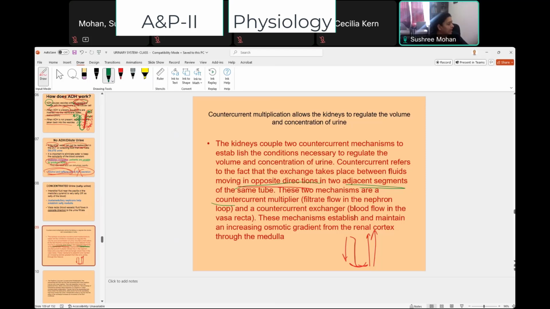So that acts as a good countercurrent exchanger, a good countercurrent multiplier, because of the filtrate flow in the nephron loop and the blood flow in the vasa recta. These mechanisms establish and maintain an osmotic gradient from the cortex to the medulla. Because both the limbs are structurally present in such a way, they are opposite in movement, but parallel and adjacent to each other. Very swift exchange due to the difference in concentration happens, and that is why we call this a countercurrent. One current is coming down, the other is going up: a countercurrent multiplication, a countercurrent exchanger.